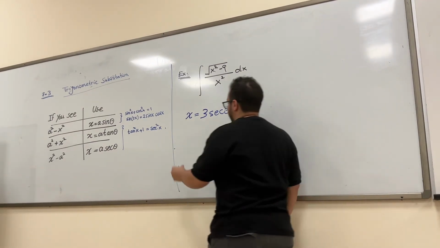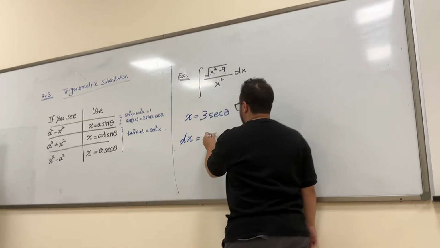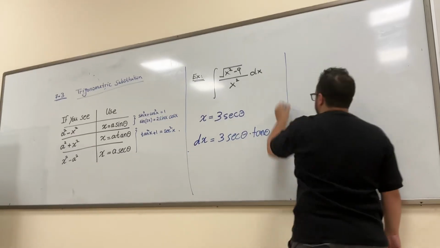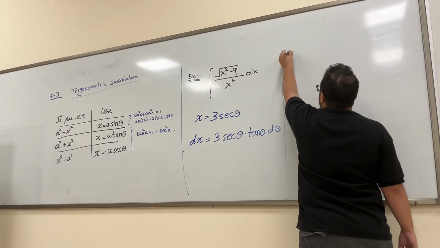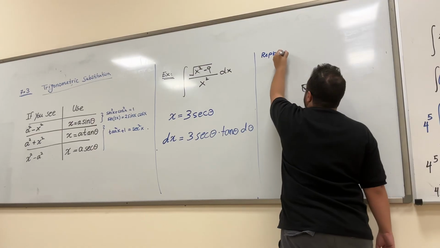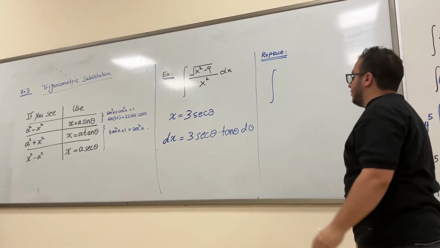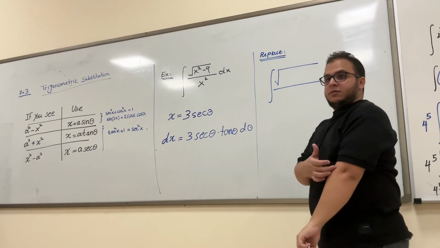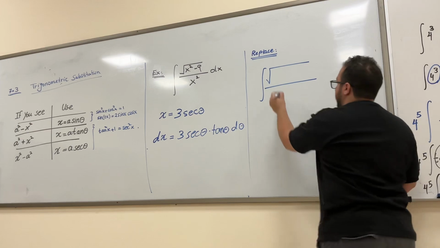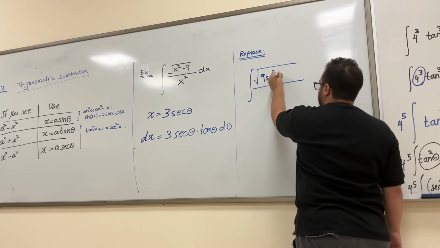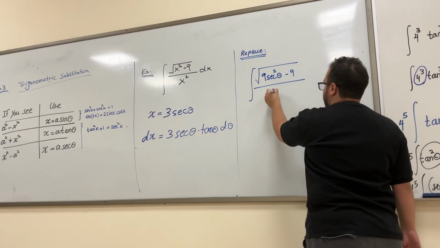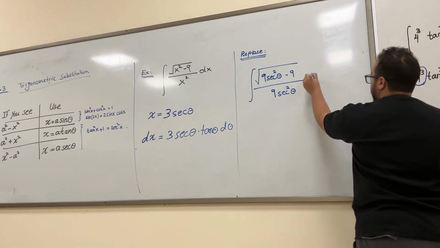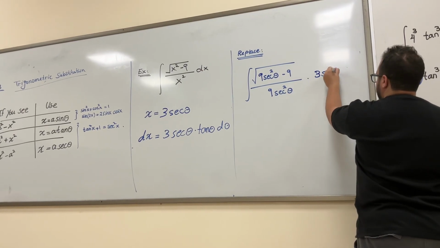Differentiate the substitution. What do you get? dx equals 3 secant theta tan theta d theta. Now replace it all. What is x squared? It's 9 secant squared, right? Again, 9 secant squared. x squared is down in the denominator. What is the x? 3 secant, also down.